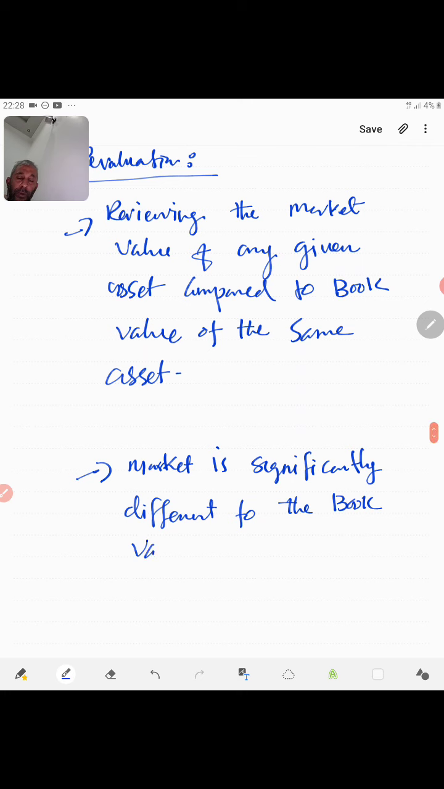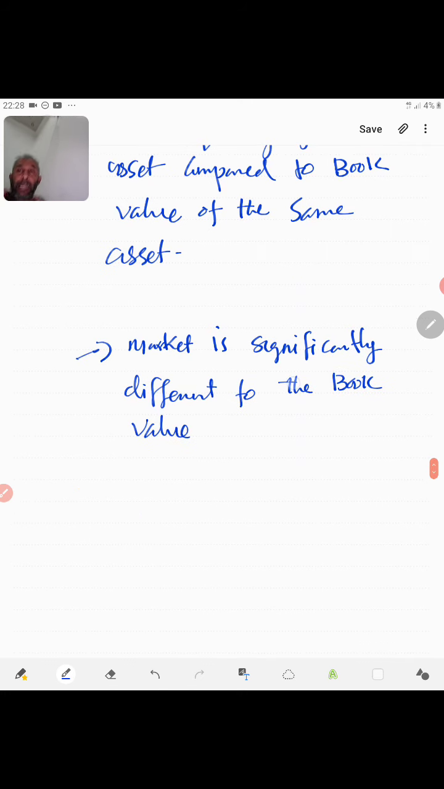Now, what is the book value? There are a few other terms as well: carrying value, book value, net book value, written down value. If the market value is significantly different to the book value, then we have to carry out revaluation.